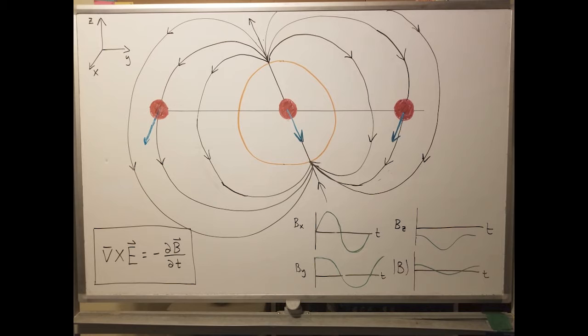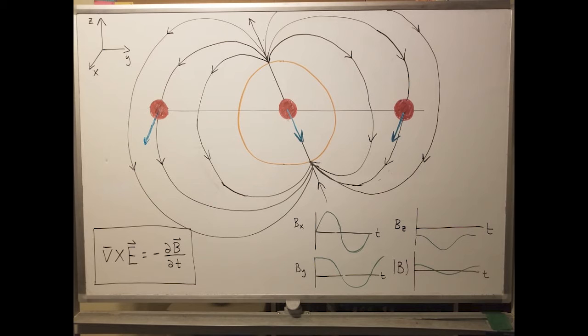In the bottom right, I've done a very rough sketch of the magnetic field as a function of time. We can see that the x, y, and z components of the magnetic field vary as Europa goes in its orbit, and the magnitude of the magnetic field varies a little bit based on how close Europa is in its orbit.